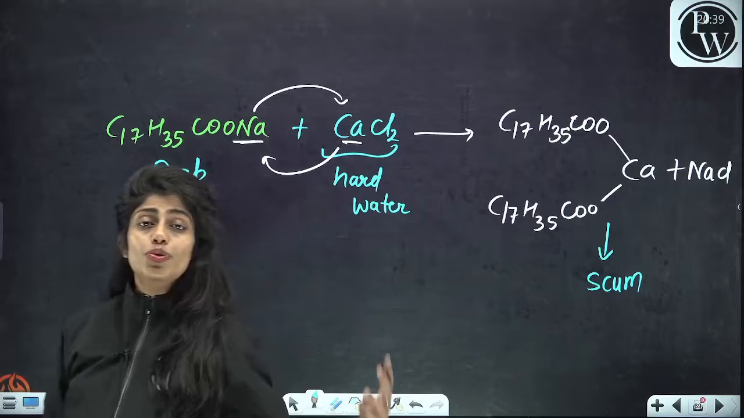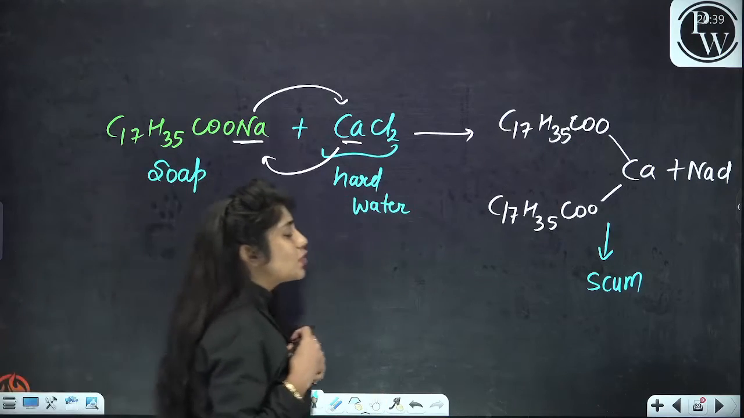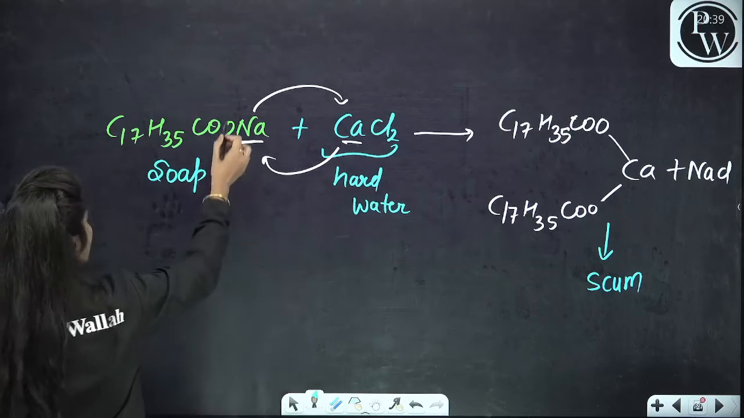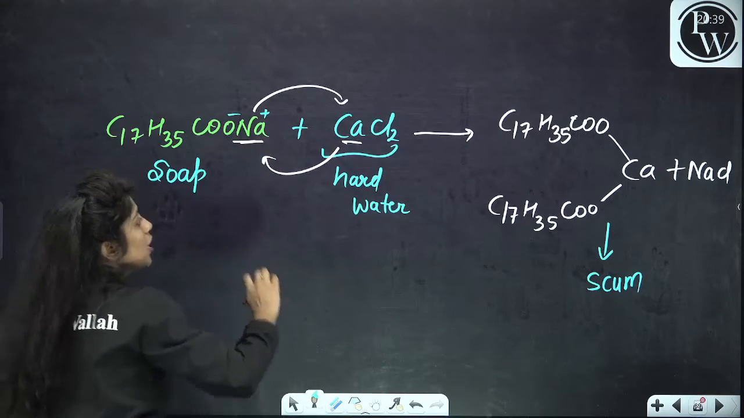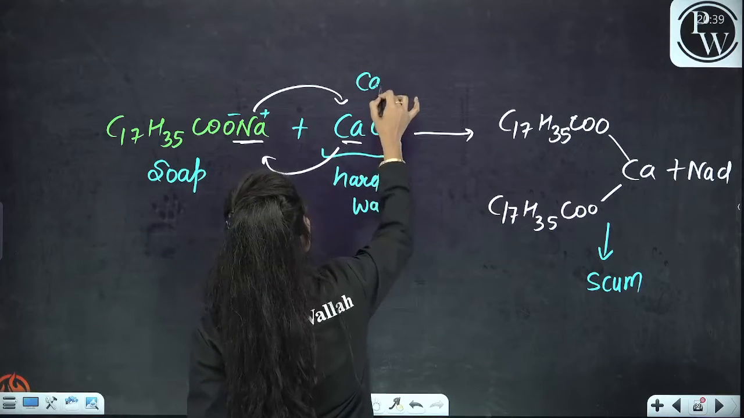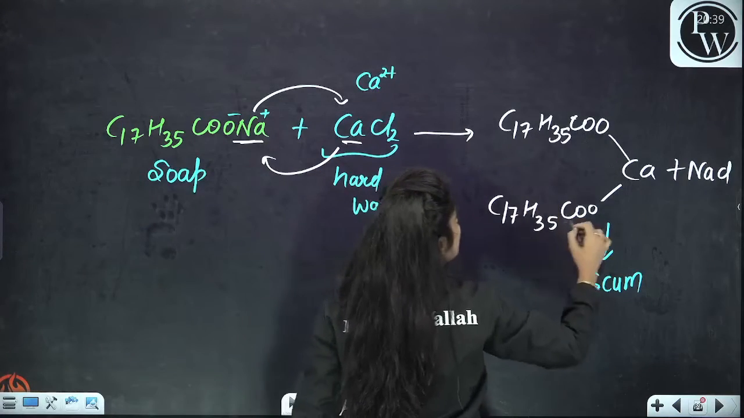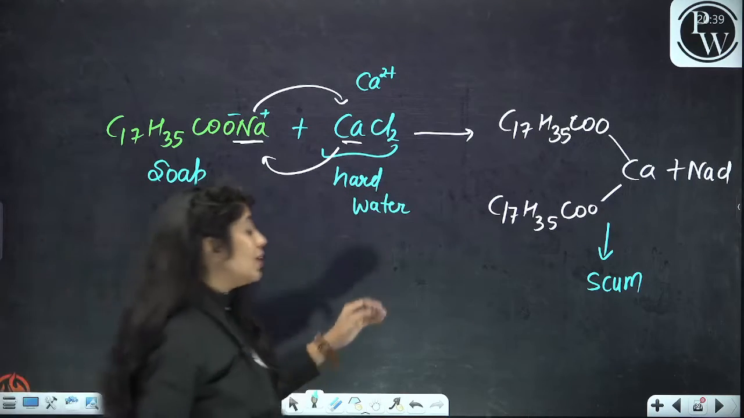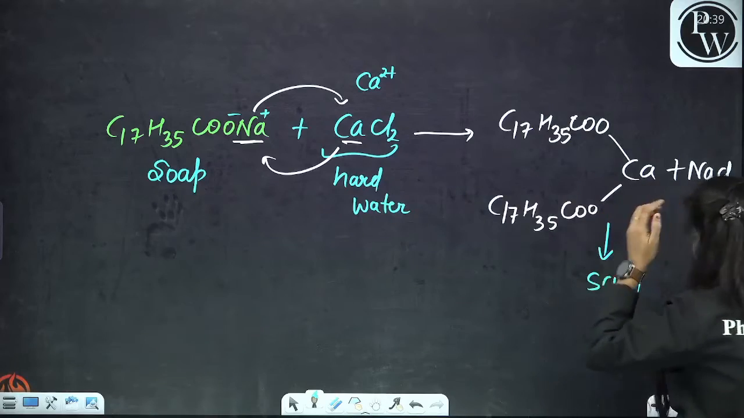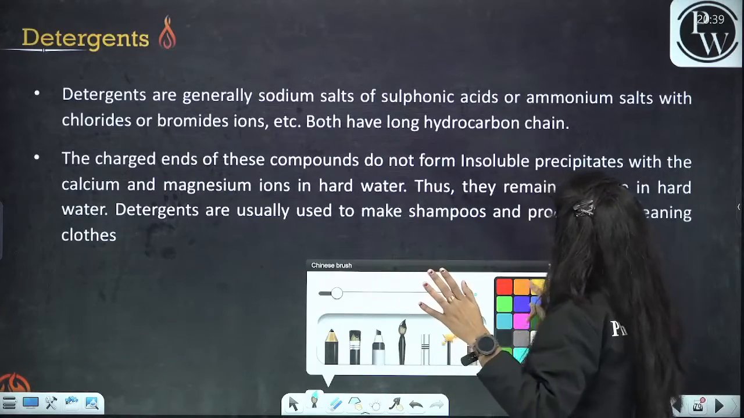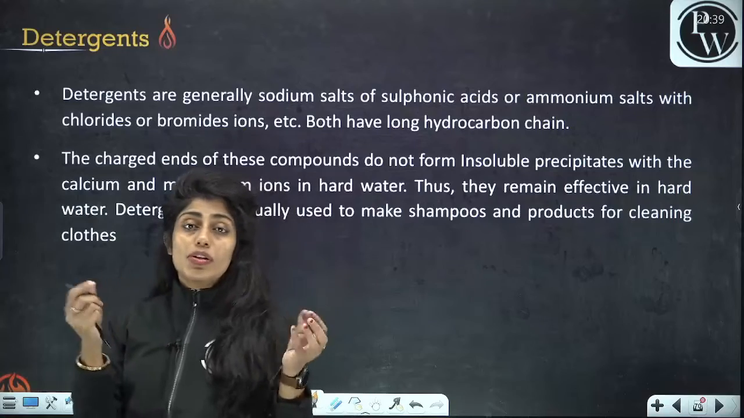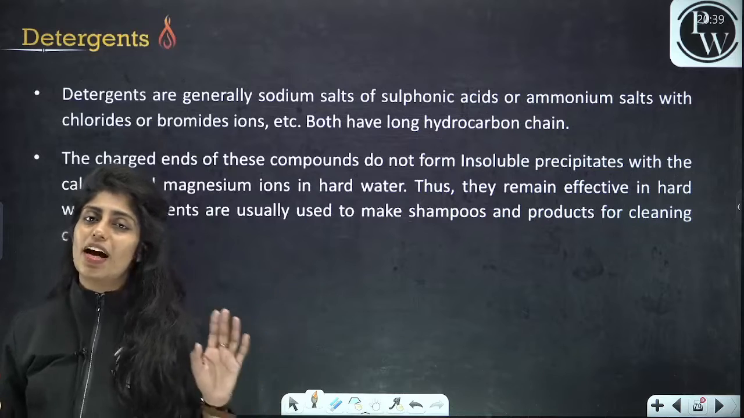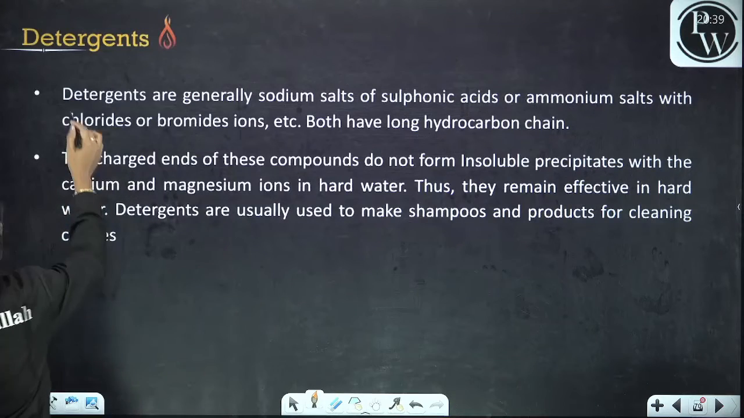Why have I taken 2 units of C17H35COO? Because you can see 1 negative is satisfied by 1 positive. So calcium is 2 positive, so we require 2 negative units to satisfy this chemical compound. Done. So we are making the scum here. But detergents are very powerful. They do not react, they do not entertain the sulfate salt or the chloride salt of calcium or magnesium or any other metal. Done. So detergents, what are detergents?